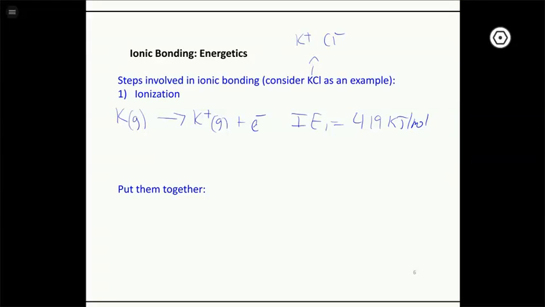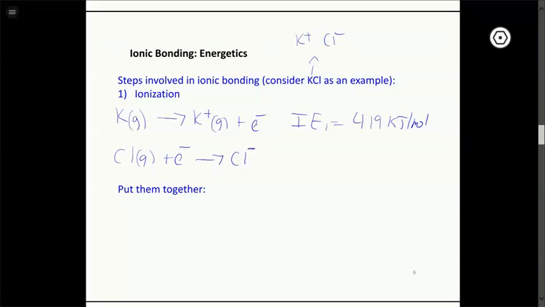Then the other step is the chlorine is gaining an electron. So that's what we call the electron affinity of chlorine. So the energy change for gaining an electron is called electron affinity. That should be reviewed. And that's minus 349 kilojoules per mole.